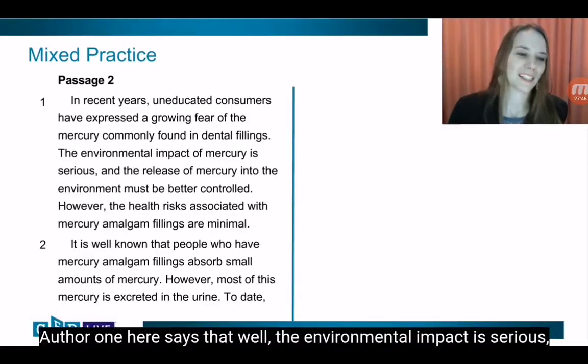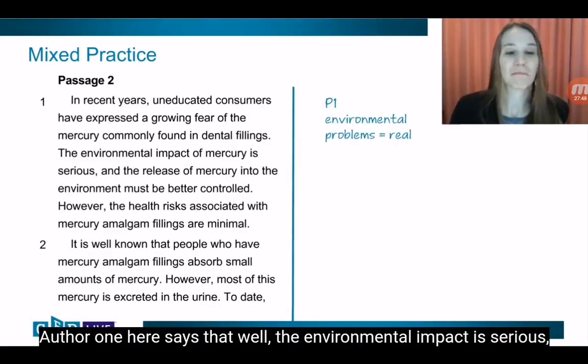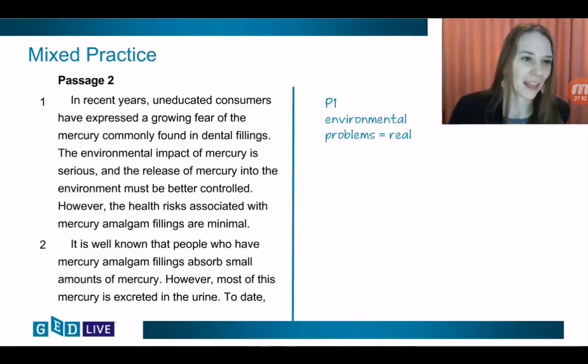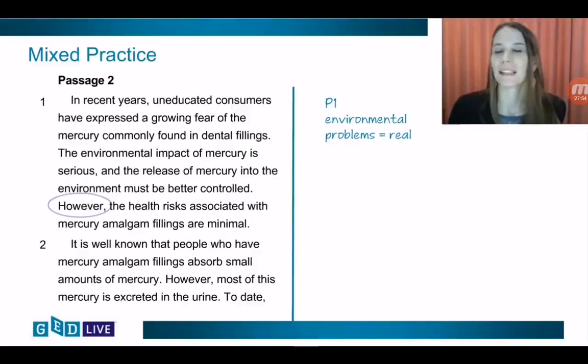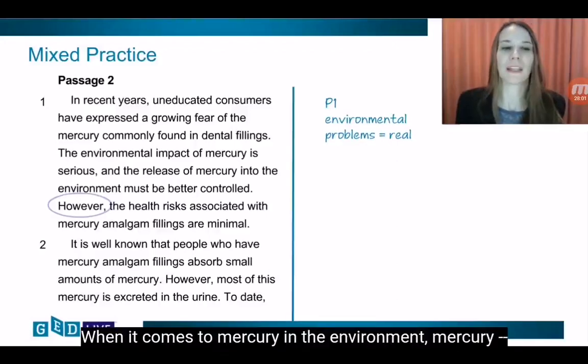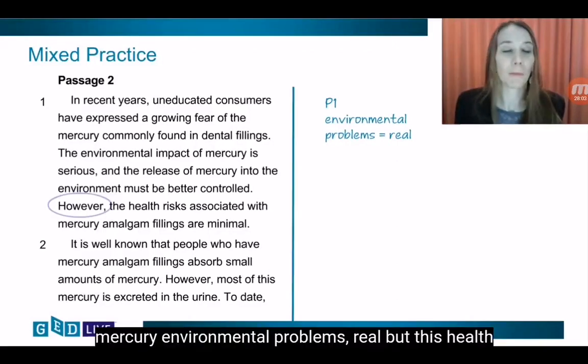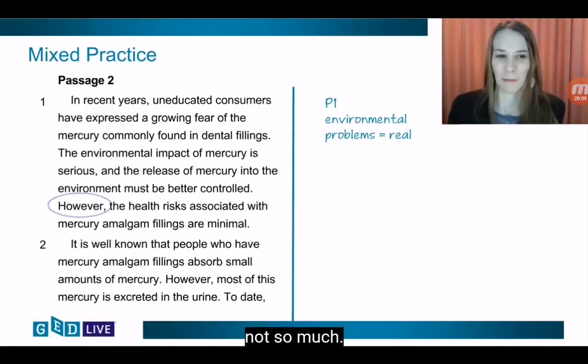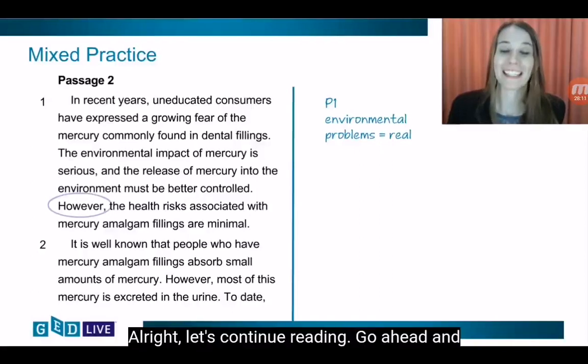Author two here says, well, the environmental impact is serious. However, the health effects are not. So this is author two's point of view. When it comes to mercury in the environment, mercury environmental problems, real. But this health problem associated with the fillings, not so much. All right, let's continue reading.